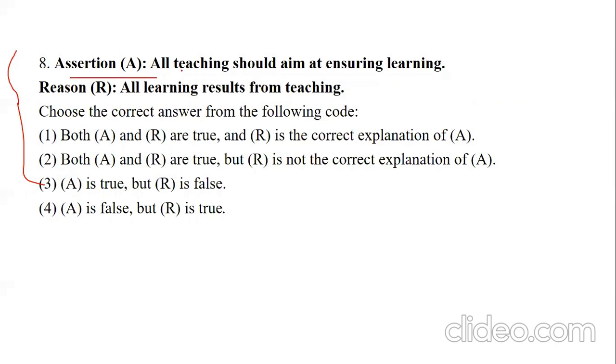Okay, what is the assertion? All teaching should aim at learning, ensuring learning. Yes, definitely, we teach children so that they learn. All learning results from teaching, not compulsory. This cannot be. For example, children need not learn only from what you teach, not necessary. So definitely R is false. So if we look at option 1, both true, no; both false, no. If we look at the third option, A is true, yes, B is false, this is our correct option. So this is also not. So if you see, your option number 3 is the right answer for this question.